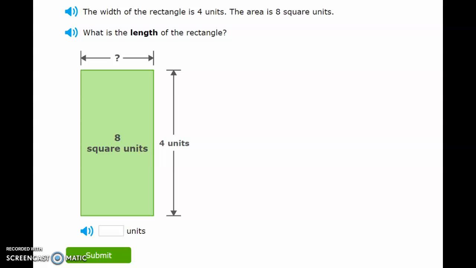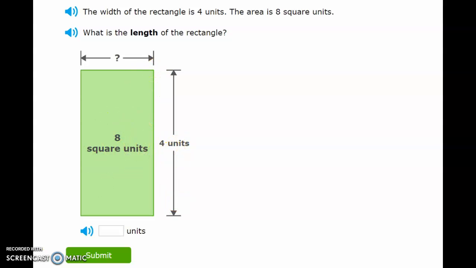We have a shape here in front of us, and we are given the area. The area is 8 square units. We know how tall this shape is, but we don't know the other measurement, the length of it. So it's our job to figure out the length of this shape if we know how tall it is and we know the area.